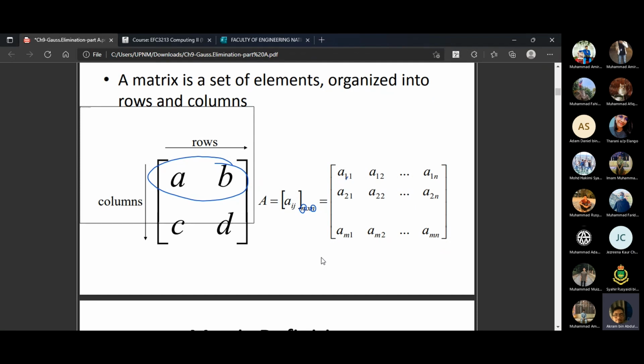So i stands for the row and j stands for the column. The first element in the first row and the first column we label as A11, followed by A12, until we have A1n. And when we go to the next row, we label A21 until A2n.